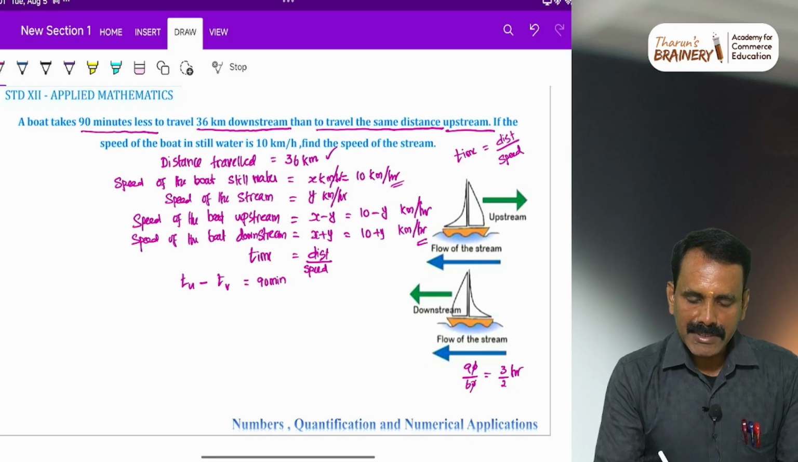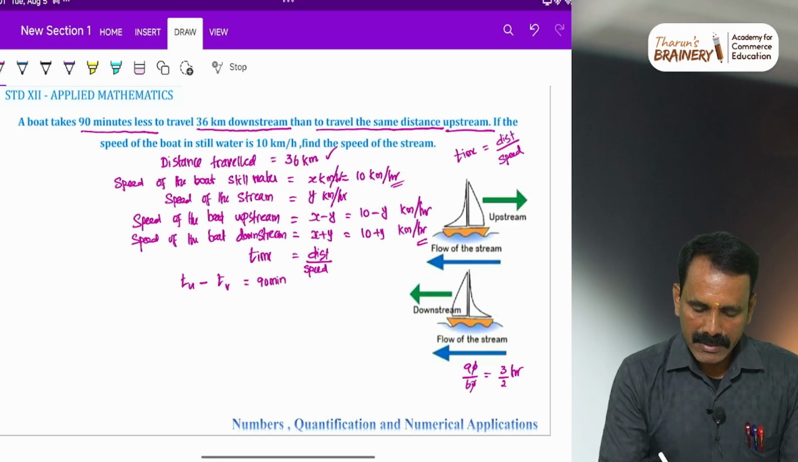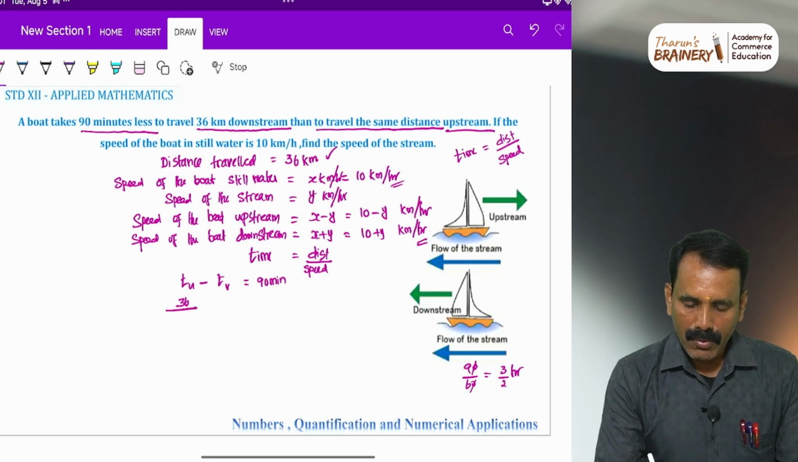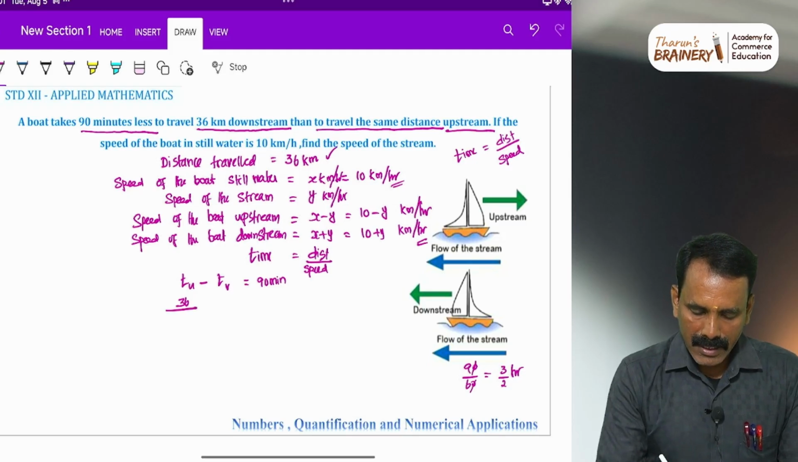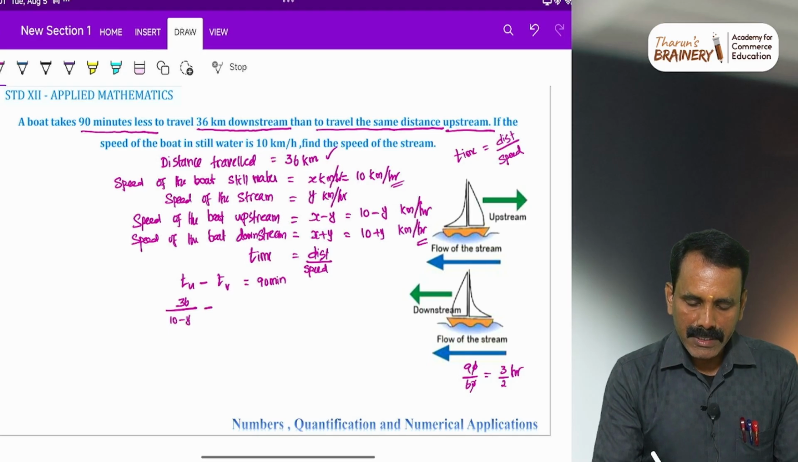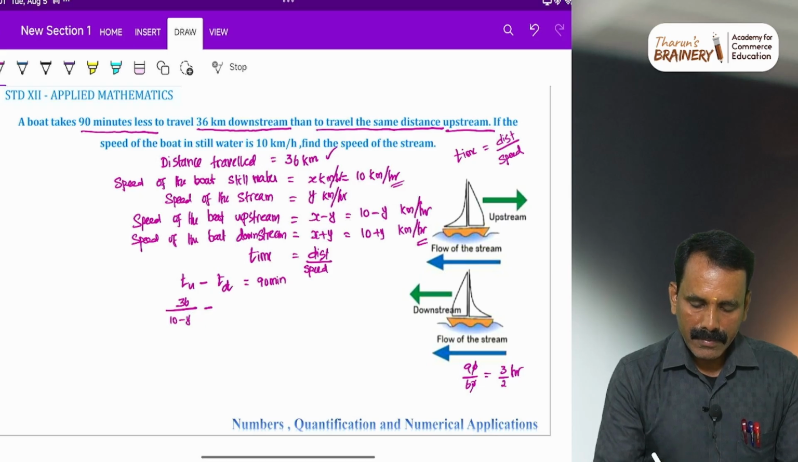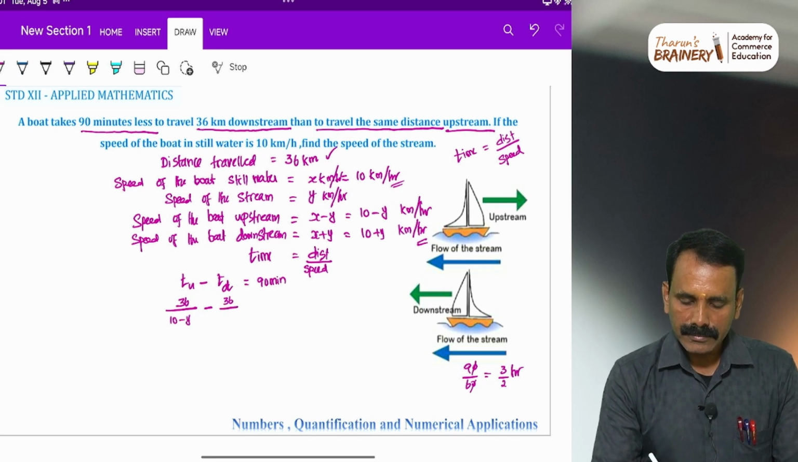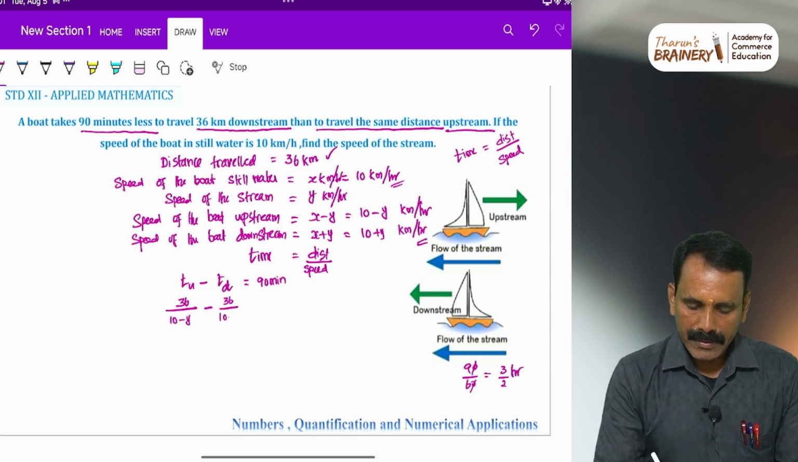So time taken for the upstream travel. Distance covered is 36 kilometer and the speed of the boat upstream is 10 minus y, minus downstream. It is 36 by 10 plus y, and it is 90 minutes. We rewrite that as 3 by 2.